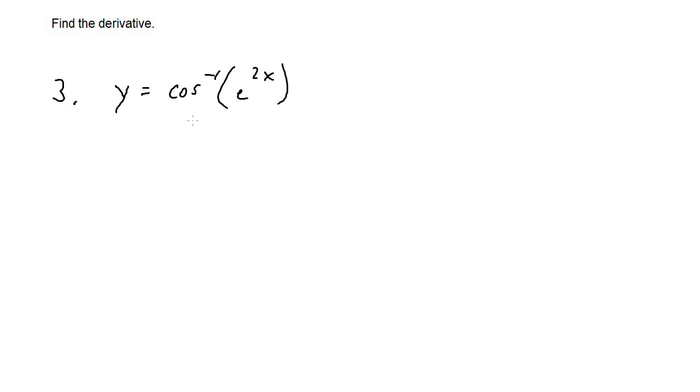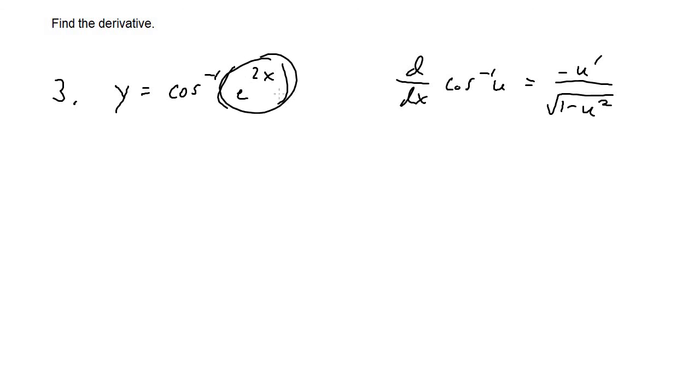Now for number 3, we have y equals inverse cosine of e to the 2x. The derivative formula, once again, for inverse cosine of some function u is going to be equal to negative u prime over the square root of 1 minus u squared. In this case our u, or our inside function, is e to the 2x, so let's use the formula. The formula is going to be negative u prime, so we're going to take the derivative of e to the 2x.